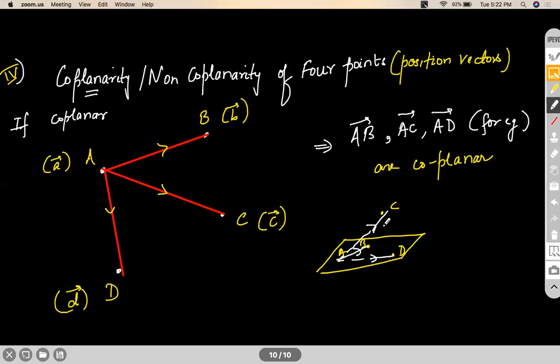Are you getting my point here? So this condition boils down to the fact that if you want to check whether 4 points are coplanar, you just have to make any three vectors out of those 4 points. Now again, I'm repeating, any three vectors you can make.